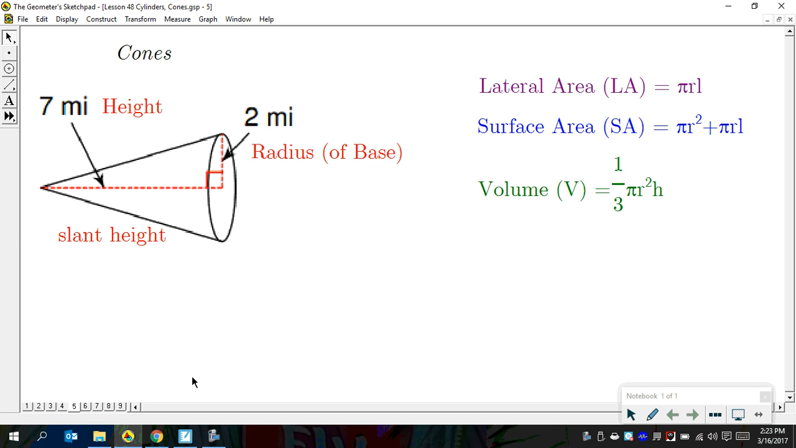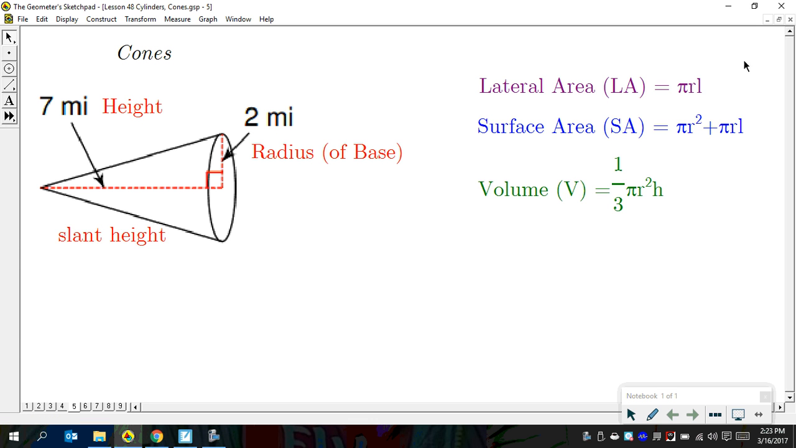And then we have this thing called slant height, and that's the distance from the top of the cone down to the base, but along the side of the cone. So this dimension we call slant height. And you might see that the height, the radius, and the slant height make a right triangle here. And we can use Pythagorean theorem if we know two of those measures but not the other one.